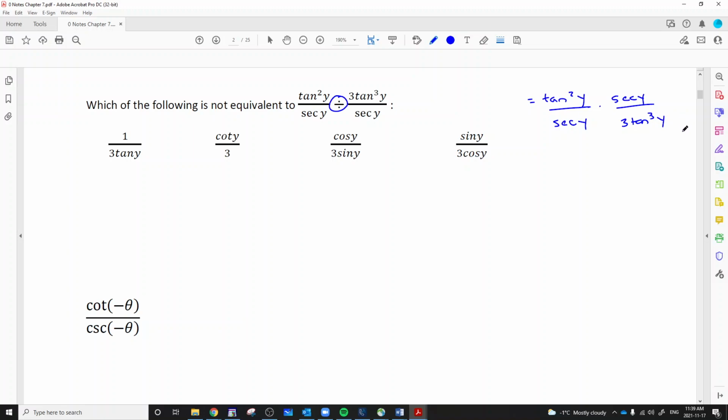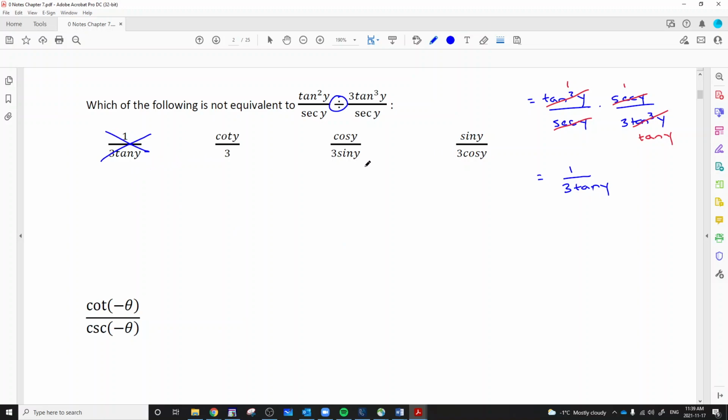Now you could change these right away out of tans and secants, but I feel like that's going to make things more complicated. I would first simplify. I've got a tan squared on the top and tan cubed on the bottom, so I'm going to take out 2 of the tan y's and I'm going to be left with just tan y here. So I had tan cubed, tan y times tan y times tan y; now I just have a tan y. And I'm going to simplify my secant y's, so everything simplifies to 1. What am I left with now, just after simplifying? I'm left with 1 times 1 on the top and 1 times 3 tan y on the bottom. So automatically I know that this one is equivalent.